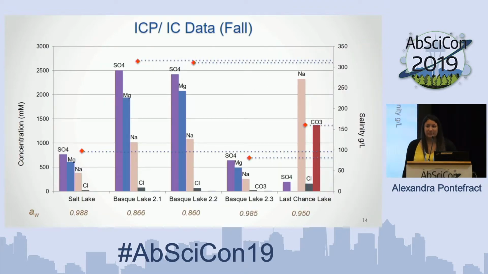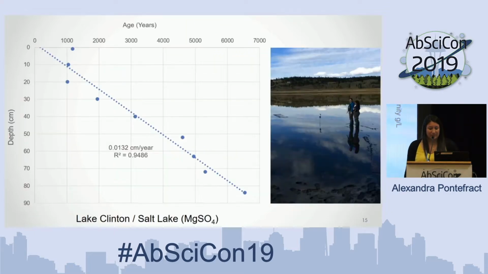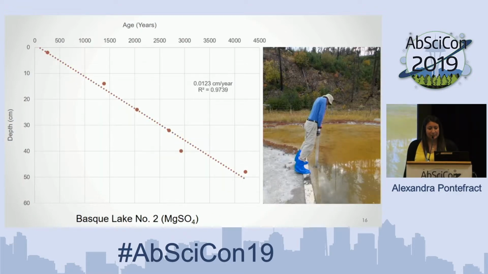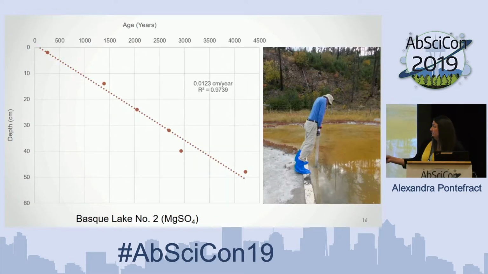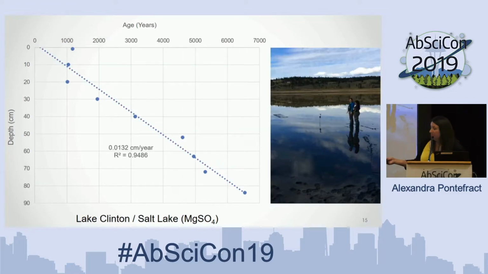As Maggie mentioned, we're taking sediment cores from all of these environments so that we can sample down core and look at degradation of all of these various biomolecules of interest. The cores from Lake Clinton and Basque Lake number 2 are pretty good. They have sedimentation rates of 0.01 centimeters per year, so pretty low, but pretty good correlation. We have a couple of age inversions here. This is probably us kicking up the top layer of sediment because it was really hard to not disturb the area. We're checking on hard water effects.